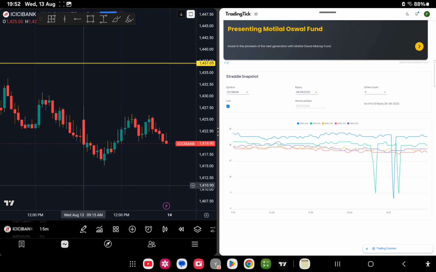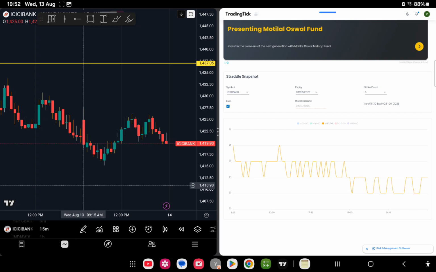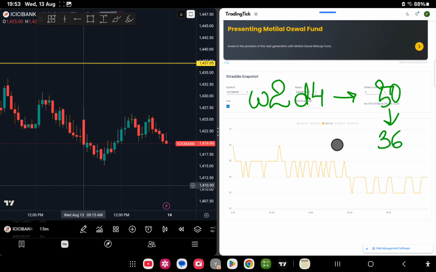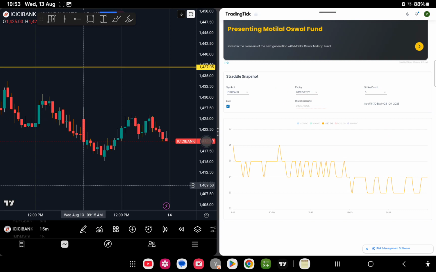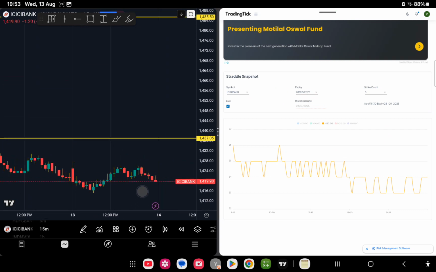When you check open, it's 1420, the yellow line. I'm just taking the round off number and this is a profitable trade. So for week 2, day 4, almost from 50 it came down to 36, which is actually a very good decay point.